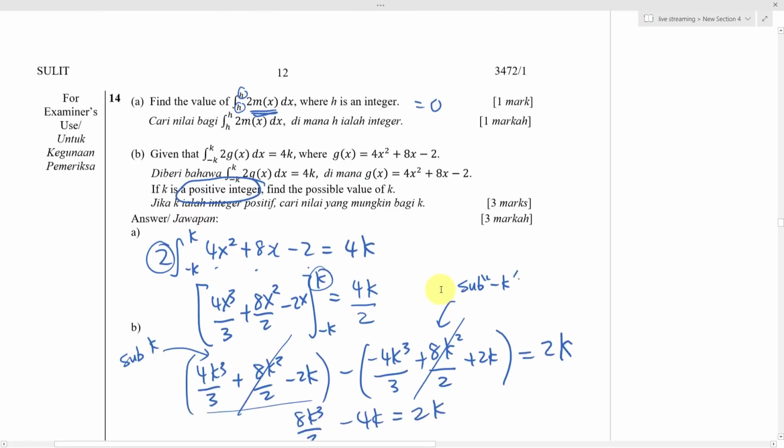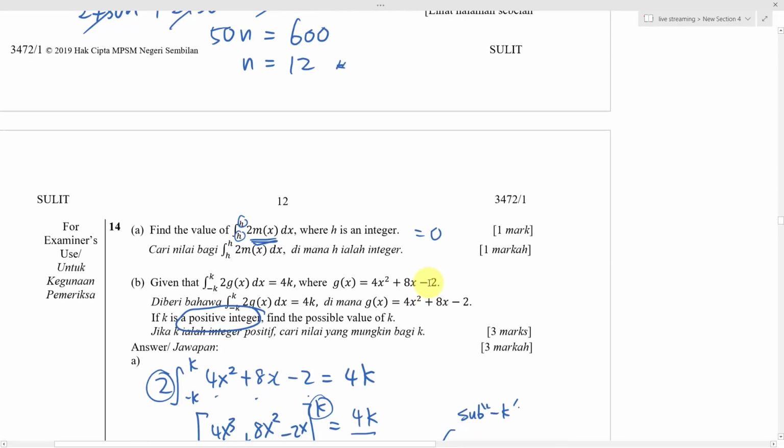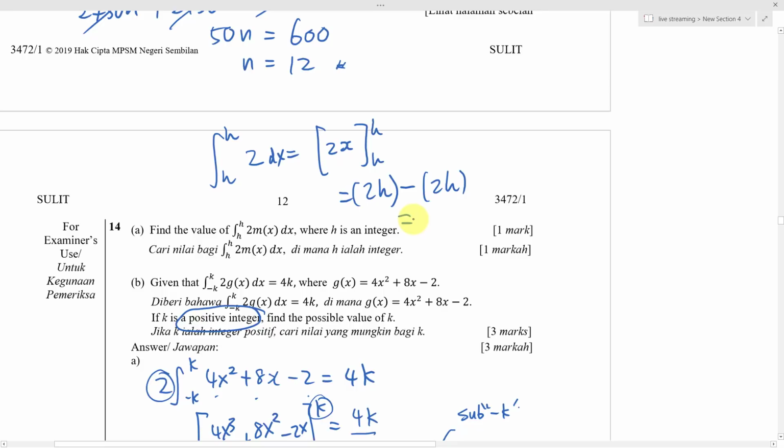I don't understand why a equals 0. Okay, let me explain one more time. Let's say h and h, definitely they are the same number, right? Let's do some experiment. If I integrate 2, what do I get? I will get 2x, assuming it's dx. And the limits are h and h. You see what happened? I substitute the h, I get 2h, and then I substitute the h again, 2h. Is 2h minus 2h equal to 0? Yes, it is 0. Some students just don't get why it is 0.